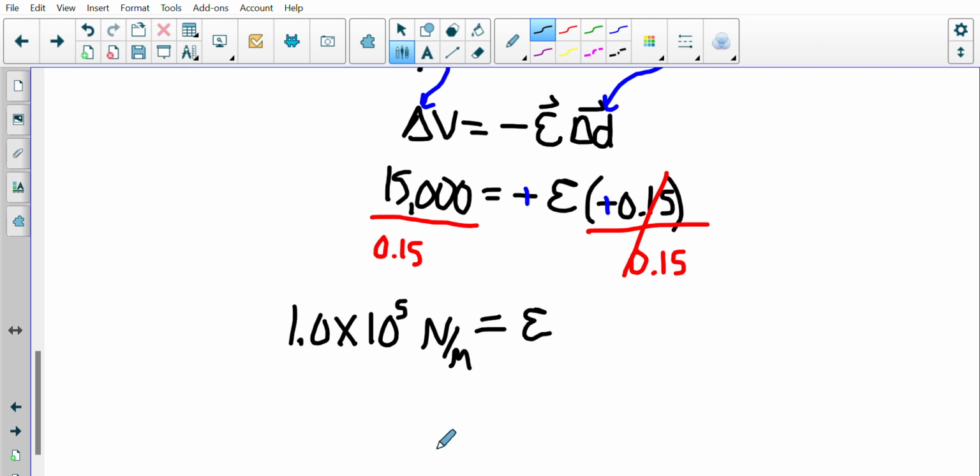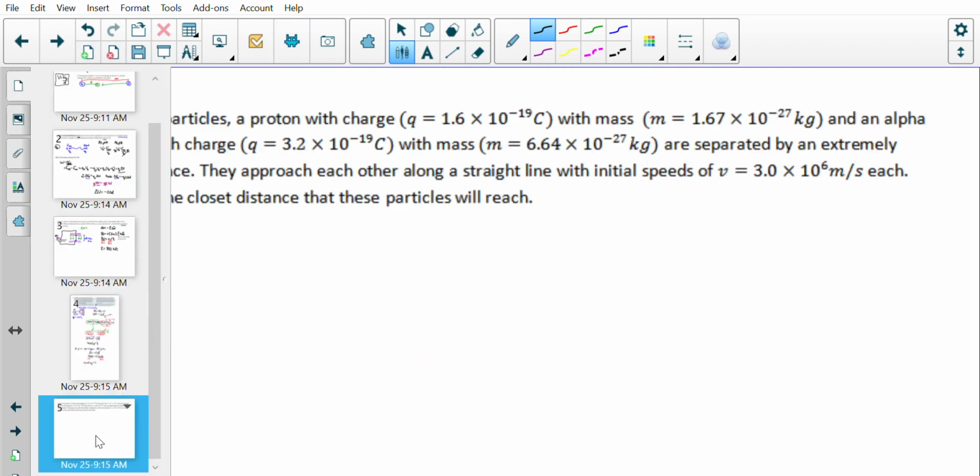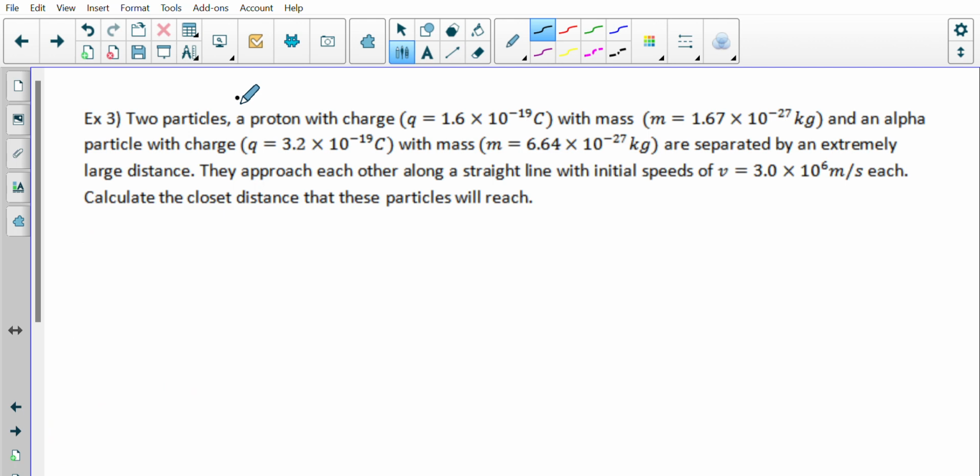There we go. All right, now, next up, another situation. I like this one. Two particles. A proton with charge Q, again the opposite charge of an electron, same magnitude. Different mass, though. We got 1.67 times 10 to the negative 27 kilograms. And an alpha particle with a charge and a mass are separated by an extremely large distance.